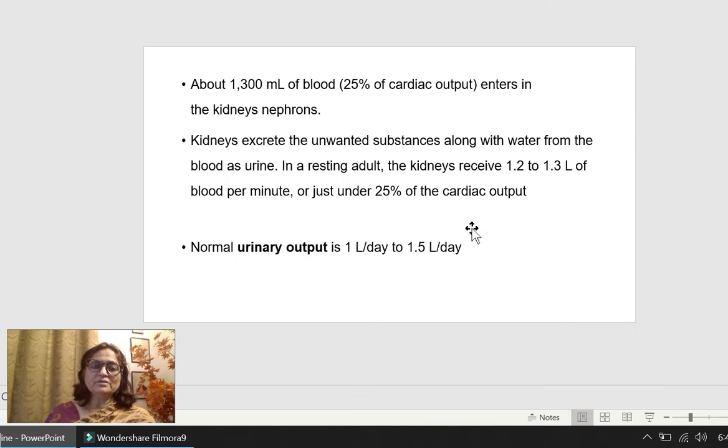About 1300 ml of blood, that is 25% of cardiac output, enters the kidney per minute. The kidney excretes the unwanted substances along with water in the form of urine. As a result, in an adult the kidney receives 1.2 to 1.3 liters of blood per minute, or just under 25% of the cardiac output. A normal person excretes 1 to 1.5 liters of urine per day.